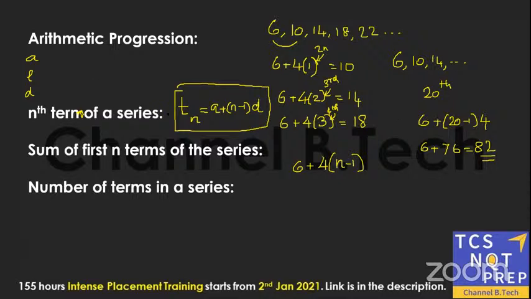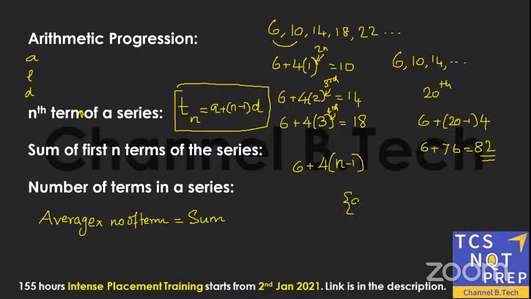So nth term is a plus n minus 1 into d. Now, if I need the number of terms in a series, what can I do? Do we know that average into number of terms gives the sum? Average into number of terms will give the sum, right?